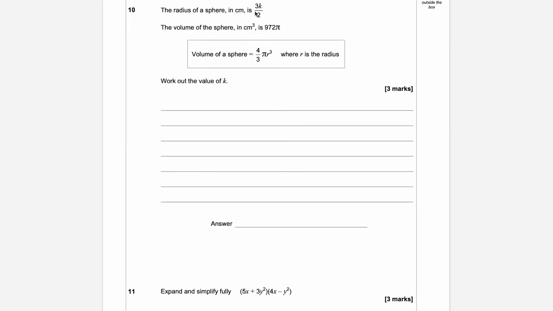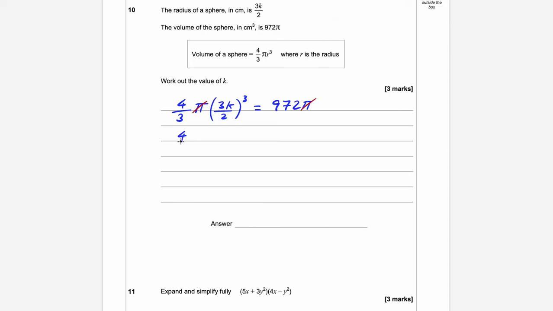The radius of a sphere is this. The volume of a sphere is this. And it gives us the formula for the volume of a sphere. Work out the value of k. Okay, so guys, we are going to say 4 over 3, this is from this formula, times pi times the radius, 3k over 2, cubed, equals this, 972 pi. Okay, first thing I'm going to do, guys, is divide both sides by pi.